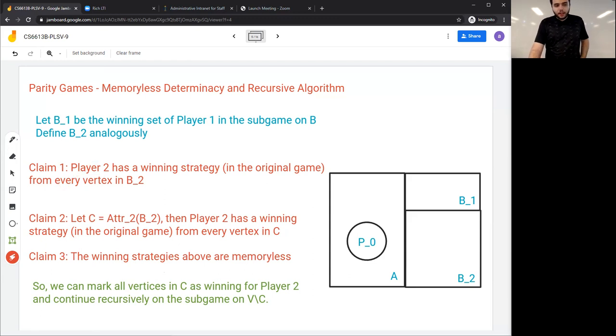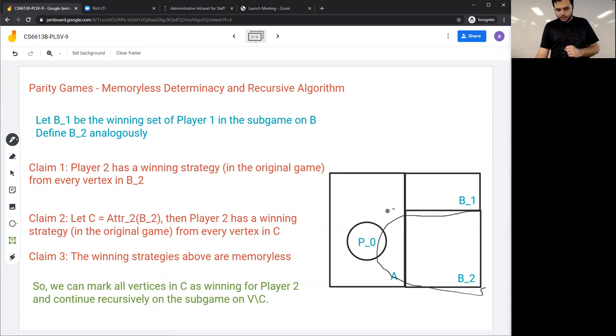Okay. Now, what I say next is that, okay, so I know that player two wins everywhere in B2. And I also know that my objective is a parity objective. And in the very first lecture of this module, I showed you that parity objectives are tail objectives. So what it means is that you can basically ignore any finite prefix of your game, right? So what I can do is that I can actually compute, now that I know player two wins in B2, the attractor of B2, the attractor of player two, and call that C. So this would be something like, for example, this.